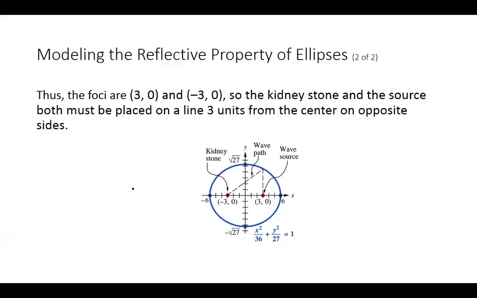So the foci are at the points plus and minus 3, 0. So the kidney stone and the source beam must be placed on a line, 3 units from the center on opposite sides. And you can see it on the graph.